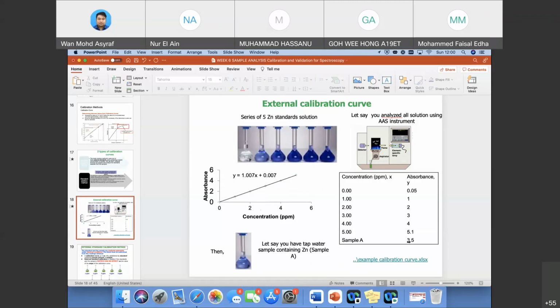You prepare your standard calibration curve, which is independent of your sample A. So sample A has nothing to do with your calibration curve. So we assume that the matrix in this sample A does not have an effect on the zinc signal later on. So 3.5 does not have a matrix effect. Okay, understand?